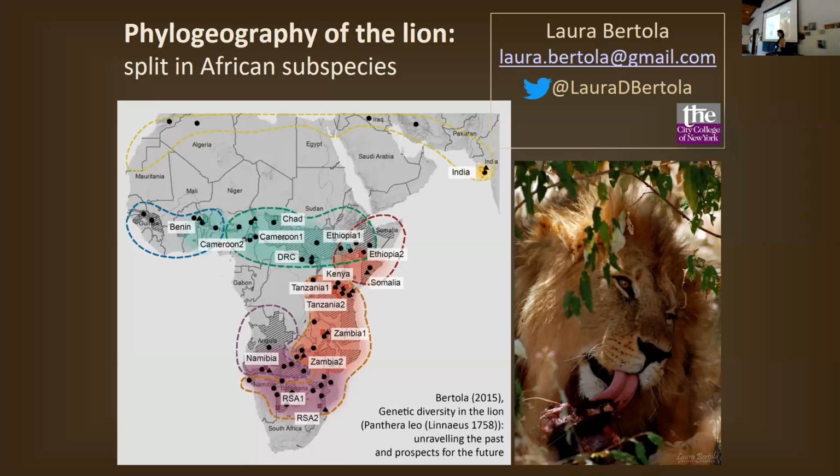Hello, I'm Laura Bertola. I'm mostly interested in how we can use genomic data to get insight into biodiversity patterns and inform conservation management. So for my PhD, I worked on lions, for which we did population genomics and classic phylogeography. And that ultimately led, or at least contributed to, the IUCN reassessing the subspecies and making a new delineation for the lion.